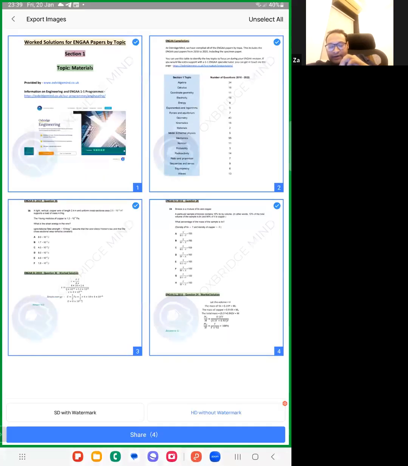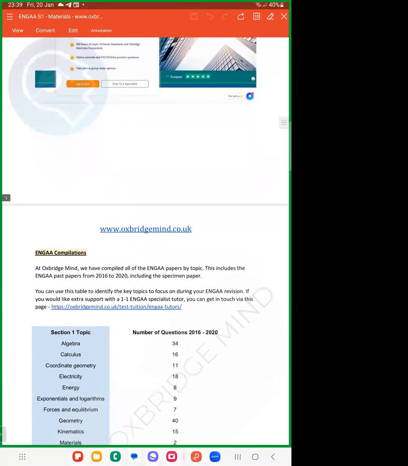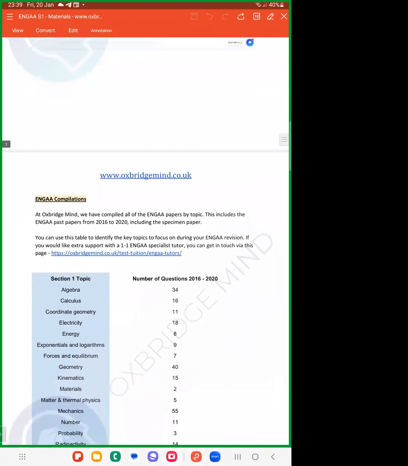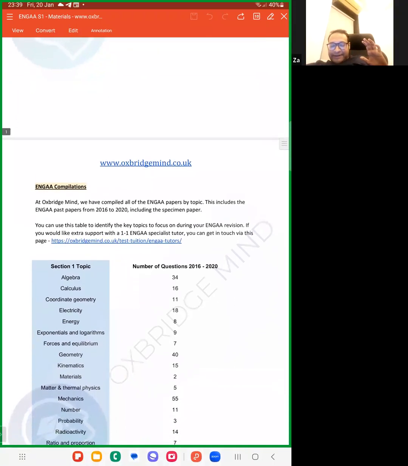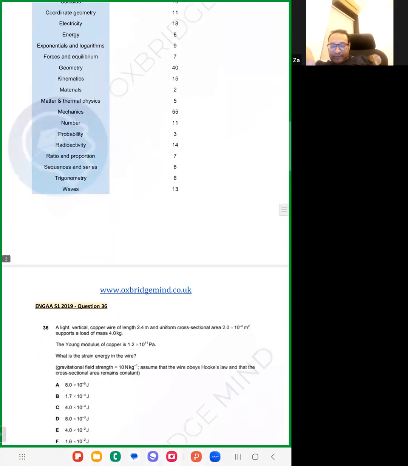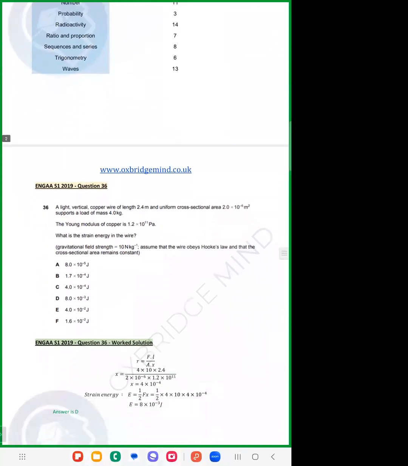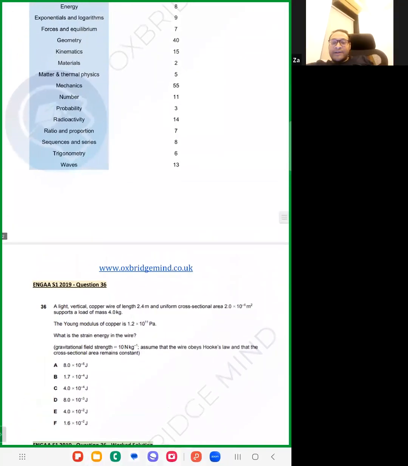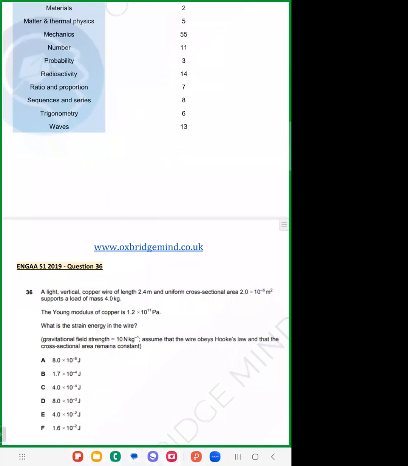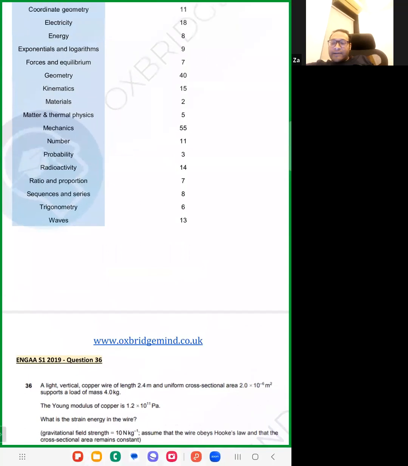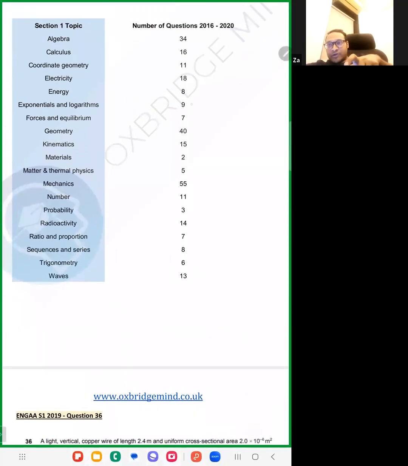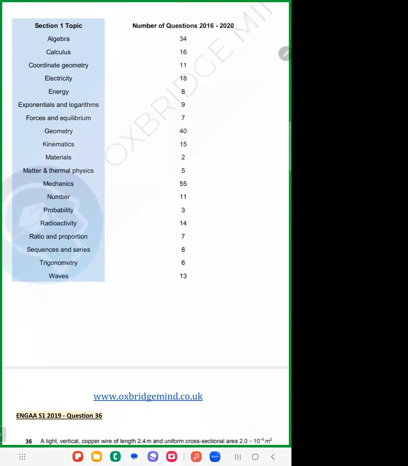So you know that materials has a really low weightage, right? Okay. Now this is the 36th problem. Can I see the weightage of each thing? I already told you, this was section 1 of Cambridge, right? This is section 1 of Cambridge.